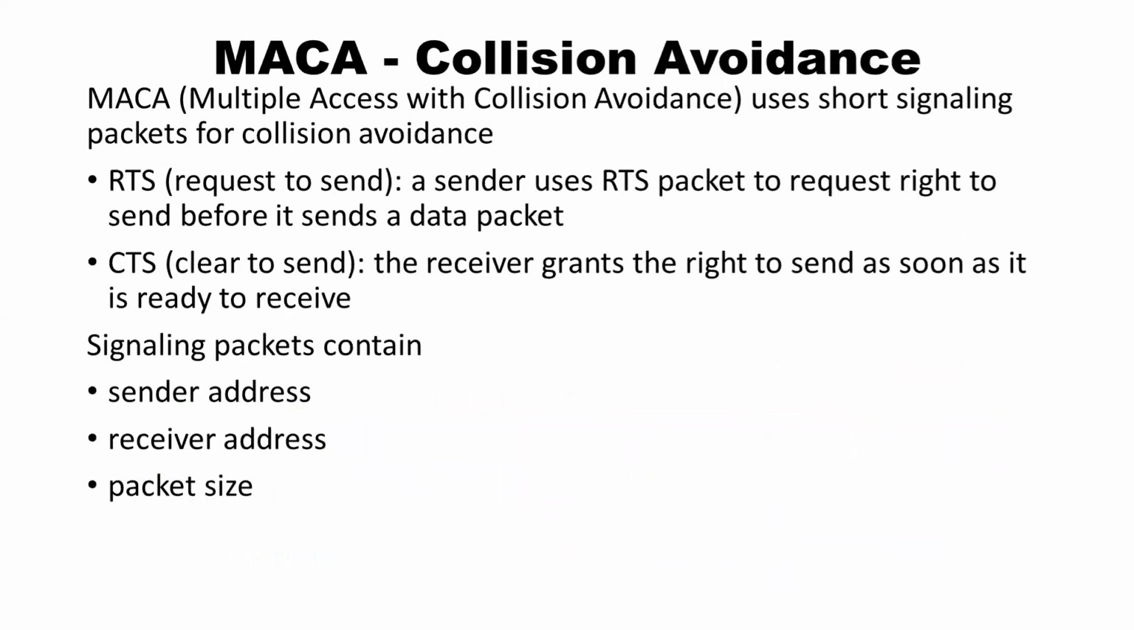Multiple access with collision avoidance, MACA, uses short signaling packets for collision avoidance. RTS, request to send; CTS, clear to send. A sender uses an RTS packet to request the right to send from the receiver before it sends a data packet. The receiver grants the right to send as soon as it is ready to receive. The signaling packet contains sender address, receiver address, and packet size.